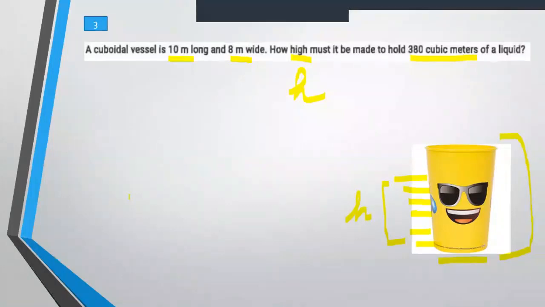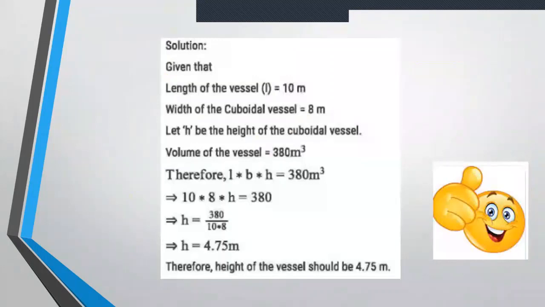Ma'am, but it says the water should be at the top, it can't be at the half. No, below. They did not tell you that it is completely filled up. Ma'am, but it says how high. How high? Height of the vessel. They are not asking you for full at all. They have told you that the amount of water in it is 380.